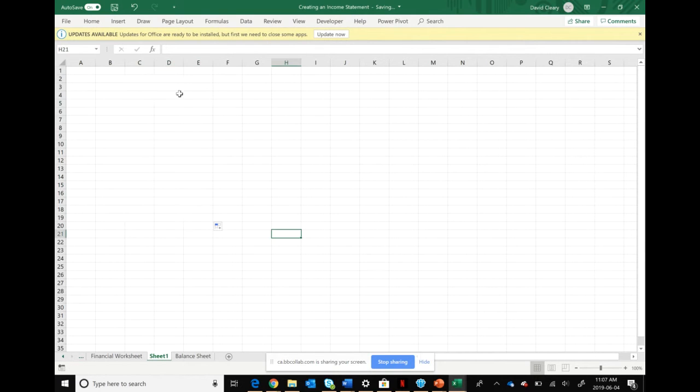So the first thing we want to do is name the company. We have to put the company title first. We'll call this Dave's Hot Dog Stand. There we go. We mention what kind of statement this is. So this is an income statement.